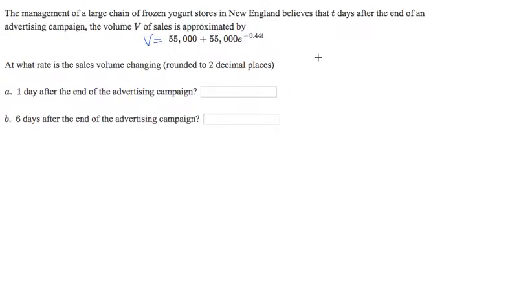So we want to take the derivative of that equation with respect to T. So dV/dt equals, let's see, the derivative of 55,000 is 0. And then for here, that 55,000 carries along, times the derivative of e to the negative 0.44t. So the derivative of e to a function is e to that function times the derivative of this inner function, and the derivative of negative 0.44t is negative 0.44.